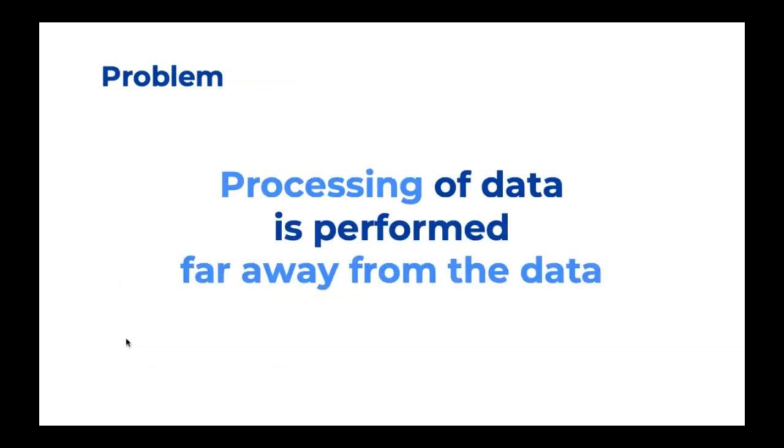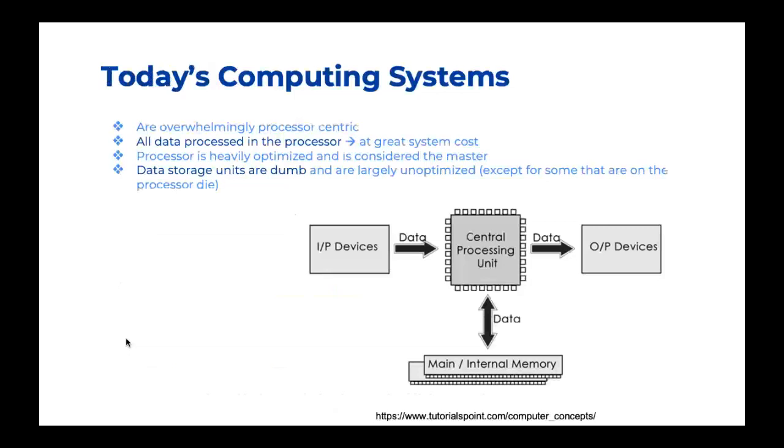So as we talked about, the data are processor-centric. All data go to the processor at a great system cost. When we want to process even a single simple piece of data, we need to go through a processor, and we talked about the improvement if we do the processing in main memory. Processors are heavily optimized and considered what matters. Data storage units are dumb. Yes, the memory and main memory we have are dumb.